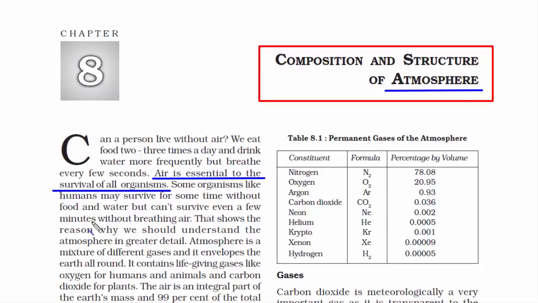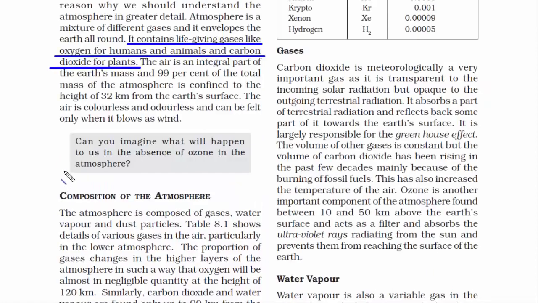While it may just look like one vast blue sky when we look up, there's a lot that goes on there. The atmosphere is divided into 5 layers, about which we will read as we go forward. It is essential to the survival of all organisms because it contains life-giving gases like oxygen for humans and animals and carbon dioxide for plants. The air that we need has no color, it has no smell. It can only be felt when the wind blows.